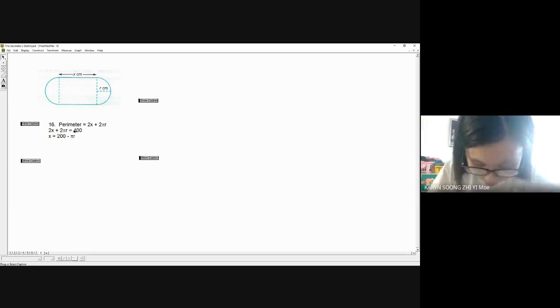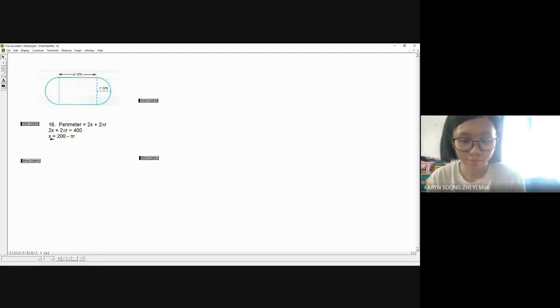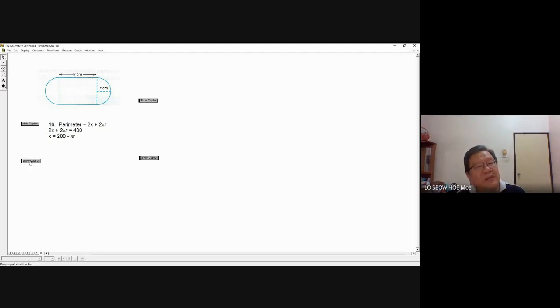So 400, you form an equation here. What is the aim of forming this equation? To eliminate one of the variables. And in this case, we want to eliminate x. Later on, when we find the area, the area is in terms of r, so we don't want x; you have to substitute this x inside. This is from the perimeter, we form one equation. And the next part, they ask us to prove the area.